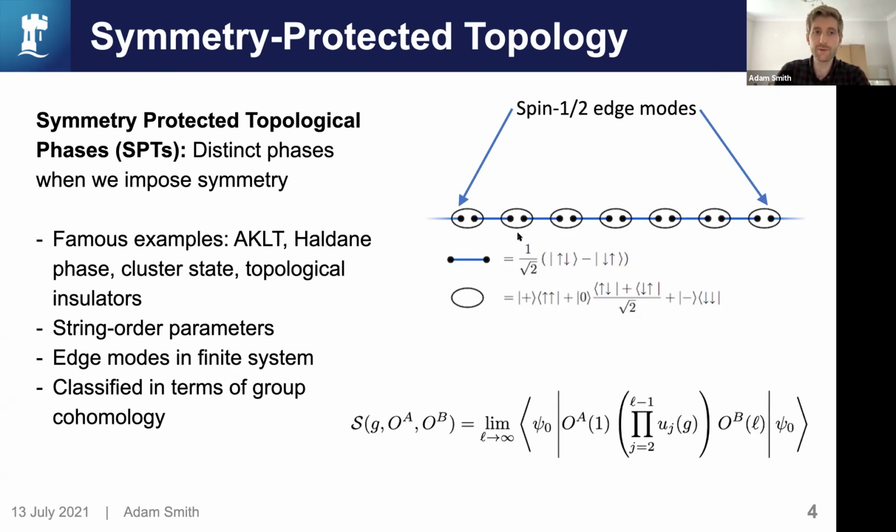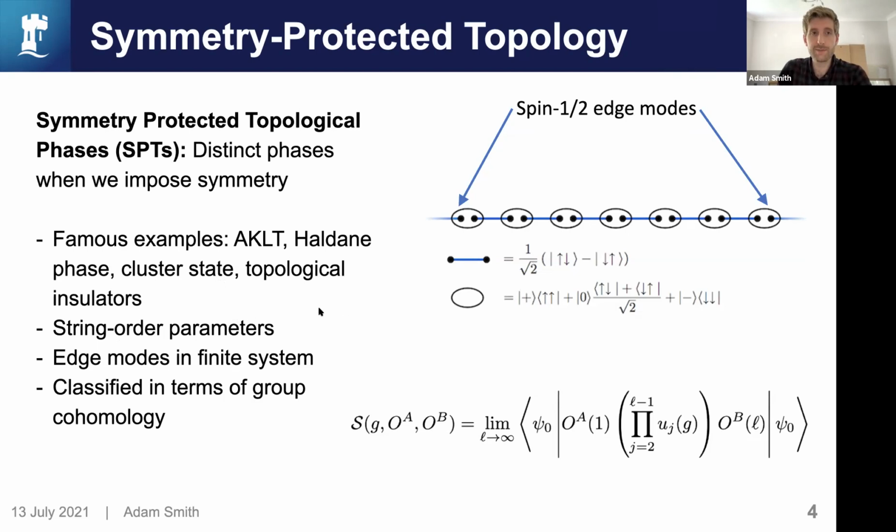So there are famous examples of these that you've probably all heard about. There's the AKLT state and model. There's the Haldane phase, of which this AKLT is a model example. We have the cluster state, and we also have topological insulators.